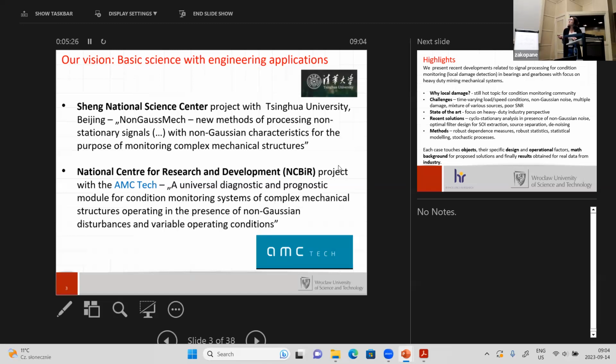The second project, which is also important for us, is financed by the National Center for Research and Development. We are doing it together with the company AMC Tech from Krakow. They are interested in monitoring systems for mining machines, and they implement mathematical methods and algorithms to identify local damage. So here are examples of the projects that we are implementing, and based on that, I will present what kind of methods we are using and proposing.